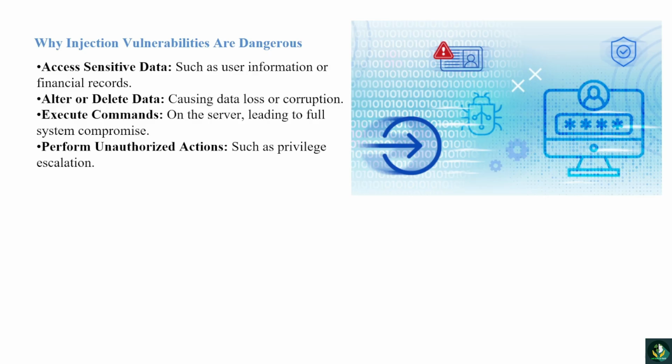Why are injection vulnerabilities dangerous? Access sensitive data, such as user information or financial records. Alter or delete data, causing data loss or corruption. Execute commands. An attacker can execute malicious commands on a server, which can result in full control over the system. Perform unauthorized actions, such as privilege escalation. The impact can be very bad, including data breaches, financial loss, and damage to reputation.